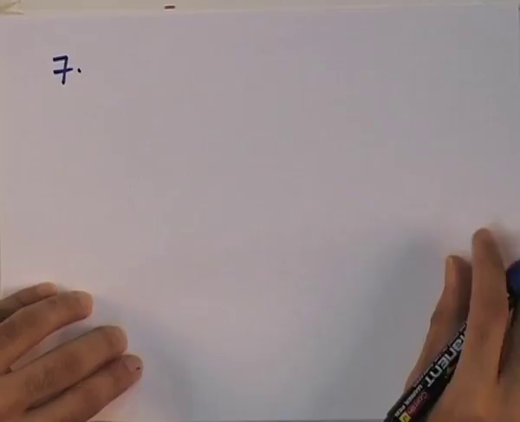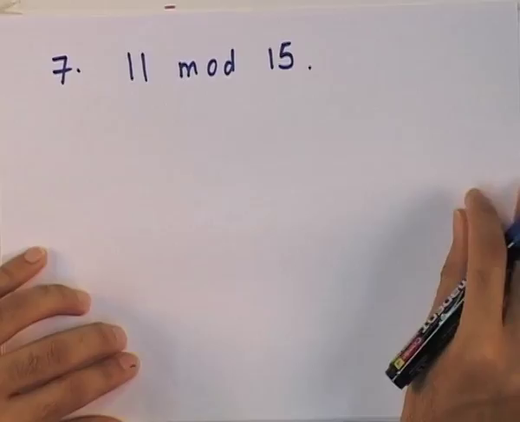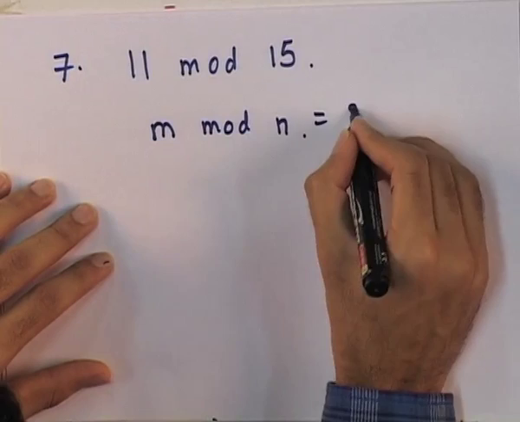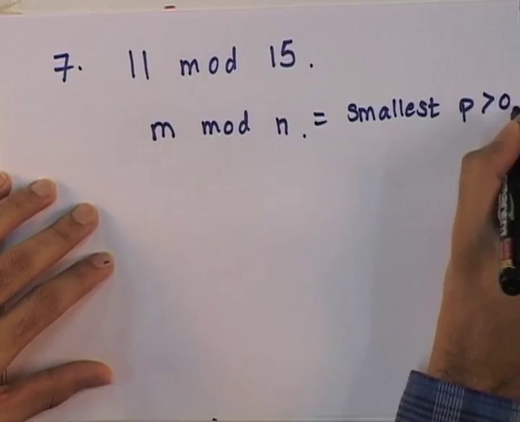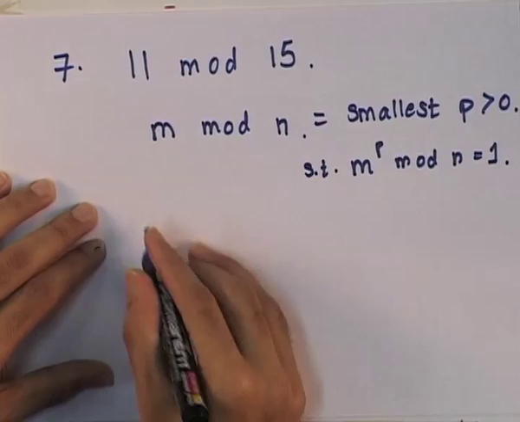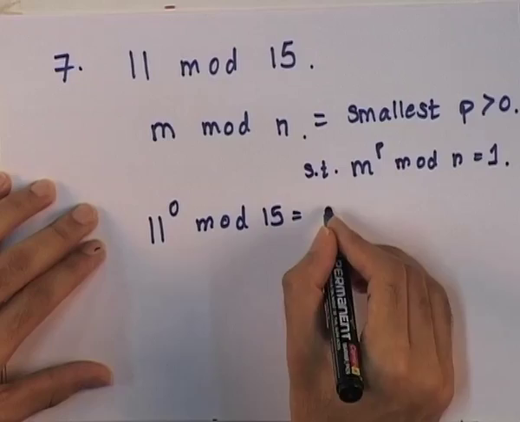So question 7 asks, what is the period of 11 mod 15? The period of any positive integer m mod any natural number n is equal to the smallest p greater than 0 which satisfies m raised to p mod n is equal to 1. In this case, 11 raised to 0 mod 15 is of course 1, but we need p greater than 0. So, let's look at the next integer.